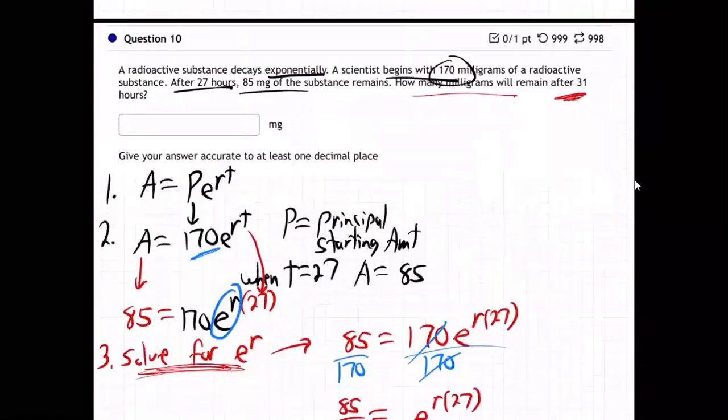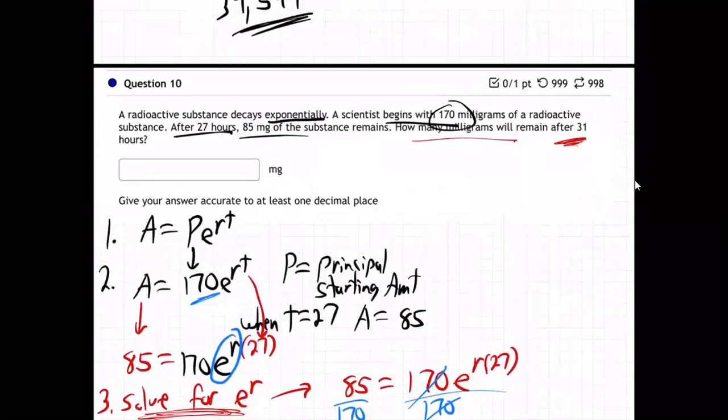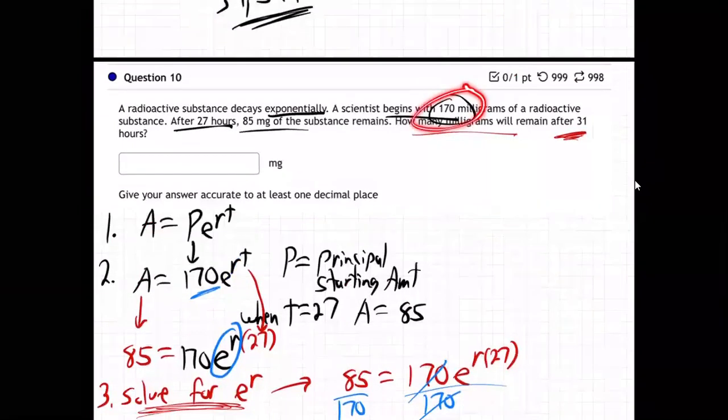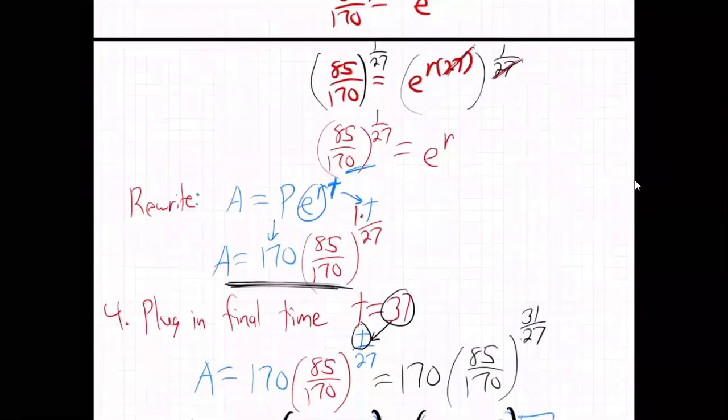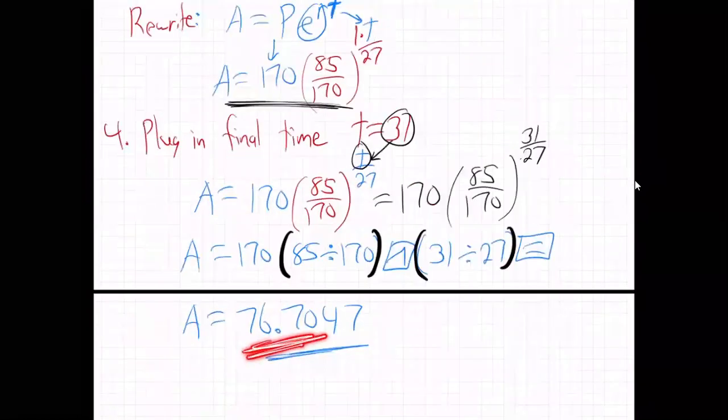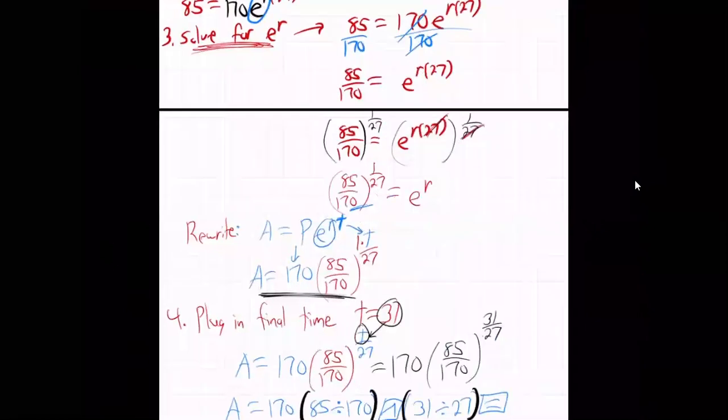You get 76.7047. That's the amount. And it makes sense it goes down, right? It was 170 milligrams at first. After 27 hours, it was down to 85. So after 31 hours, it'll be even lower, and this is a little bit lower than 85. It makes sense. It's going down over time. So there we go.